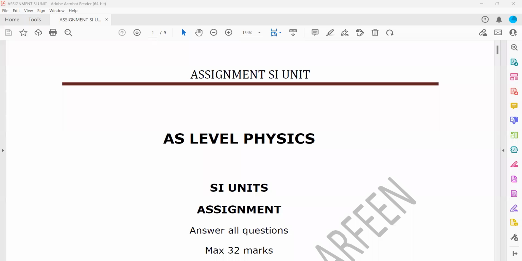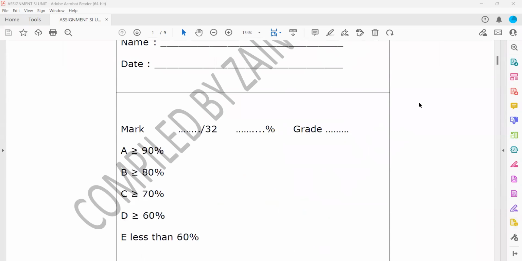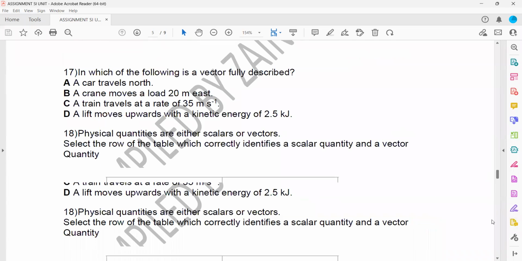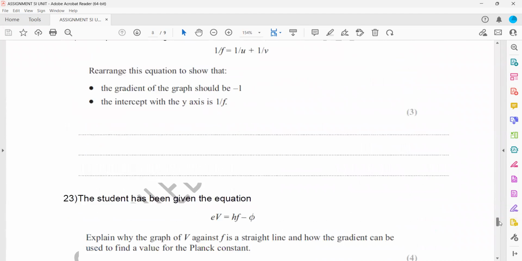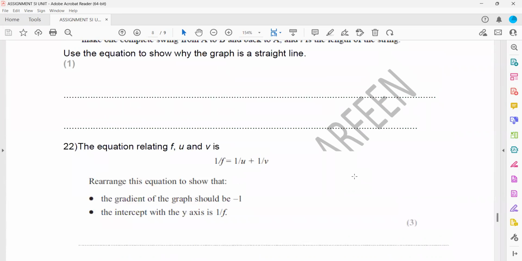Over the SI unit assignment, the last three questions were the doubts. Question 23, 24, and 25.